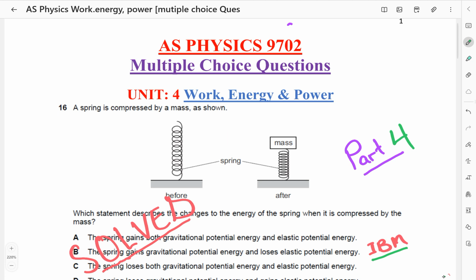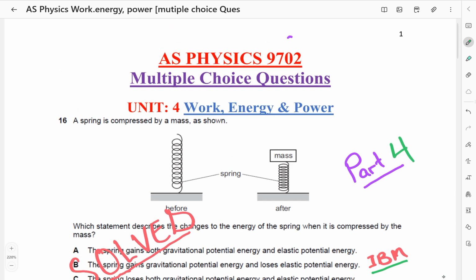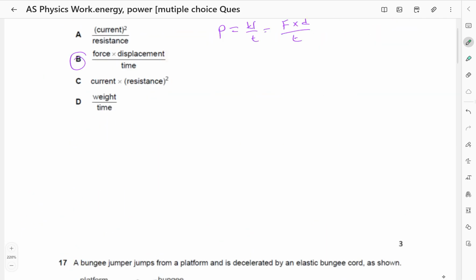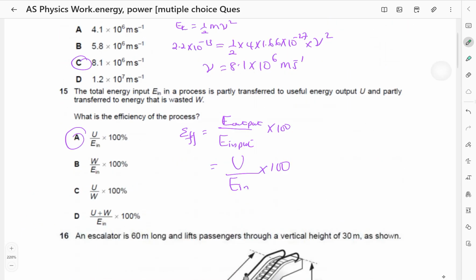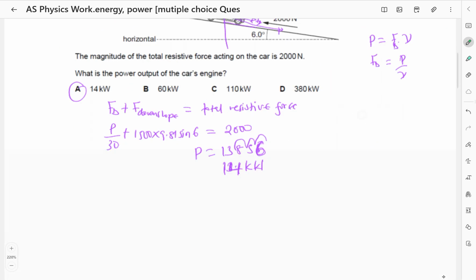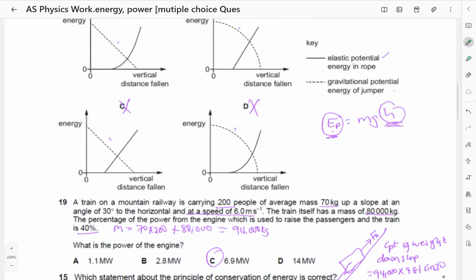I'm here to record part 4 of work, energy, and power multiple choice questions, Cambridge Physics AS 9702. I think we stopped on page 46, so I'll just scroll to page 46.